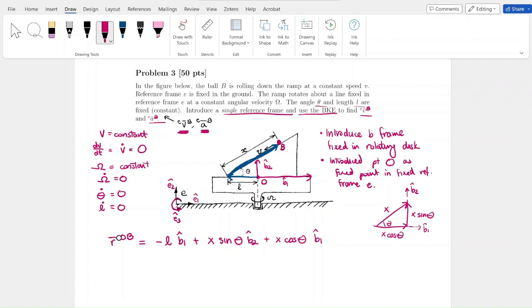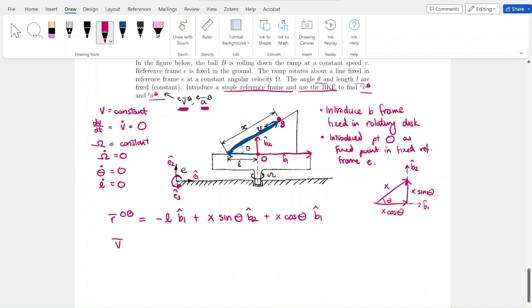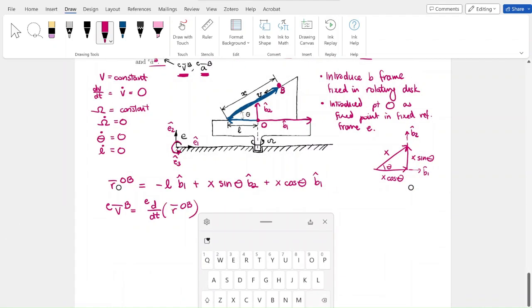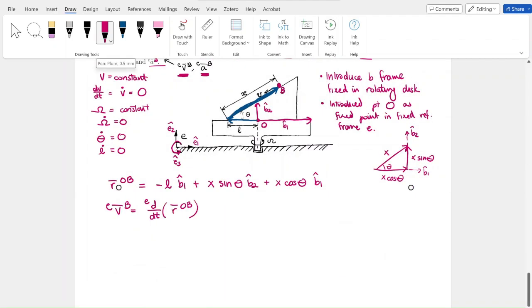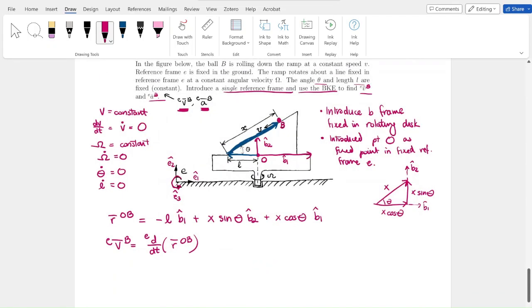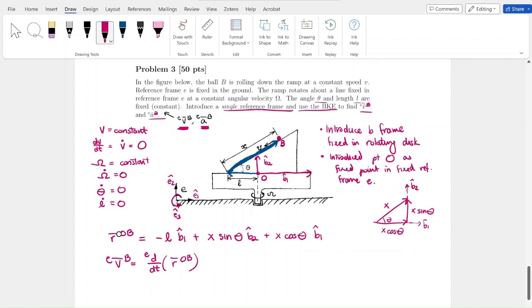Okay, so now the way to get the velocity, right, you would take the derivative of the position vector with respect to the fixed frame. Okay, how do I stop this from showing up? Okay, I think it's fine now. So now we have the velocity.